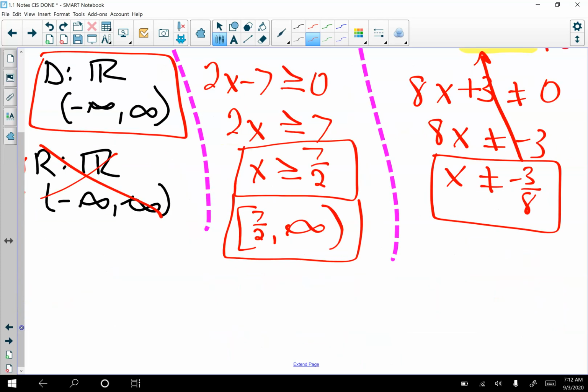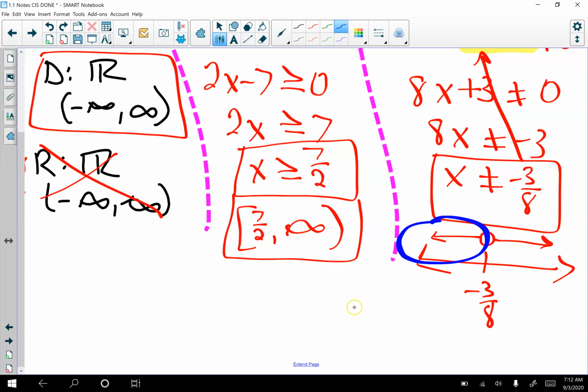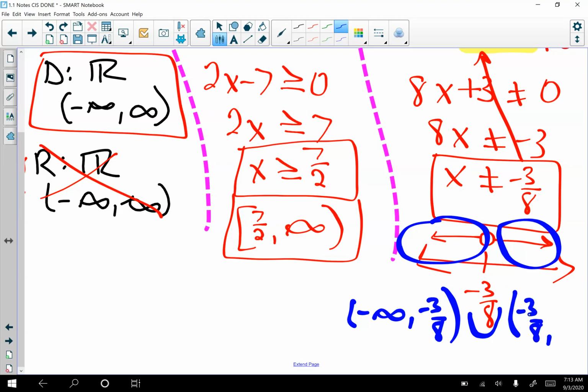So if I ask you to put this in interval notation, this one's a little bit trickier. So I just want to show you what this looks like on a graph first. So I'd have my -3/8, and I would have basically an open circle there, and it would be everything except that point. So in other words, I have this range here, which ends up to be -infinity to -3/8, not including it, or it would be this part here, which would be -3/8 to infinity.